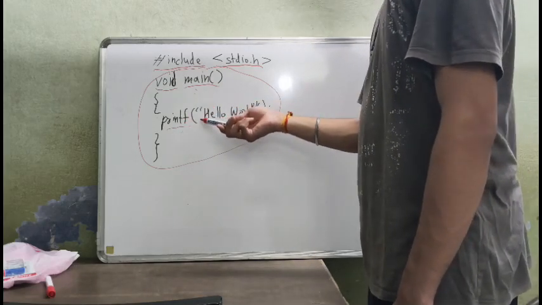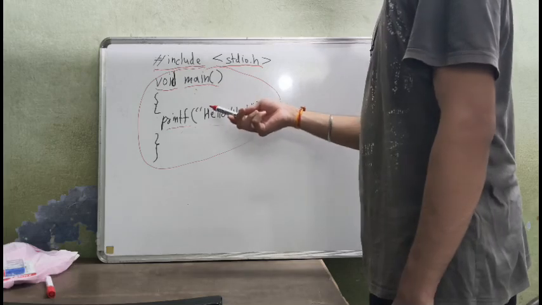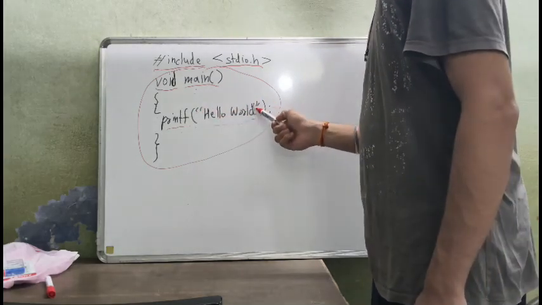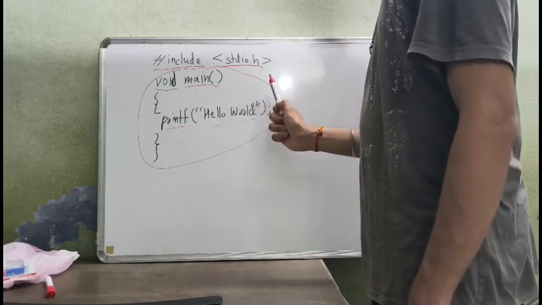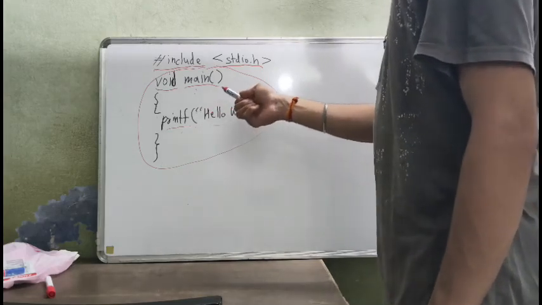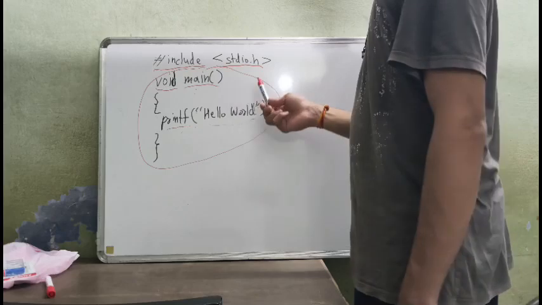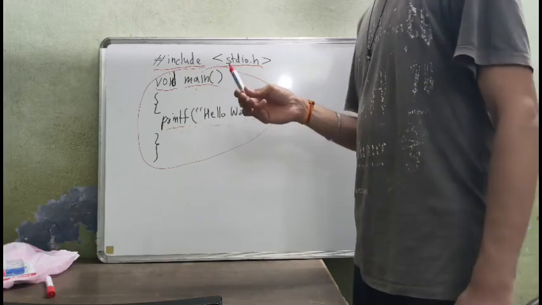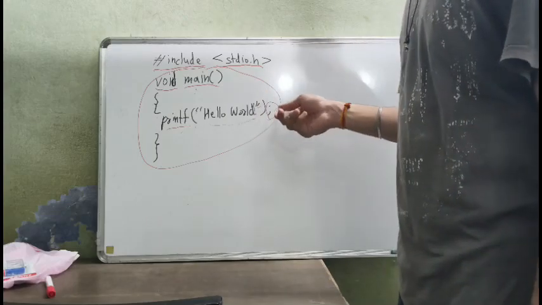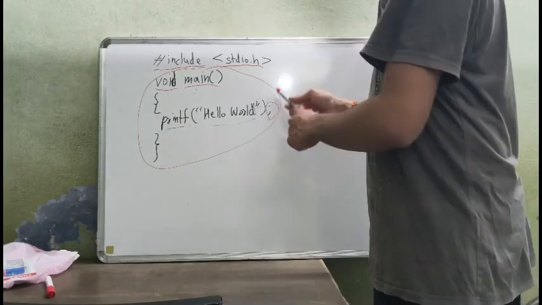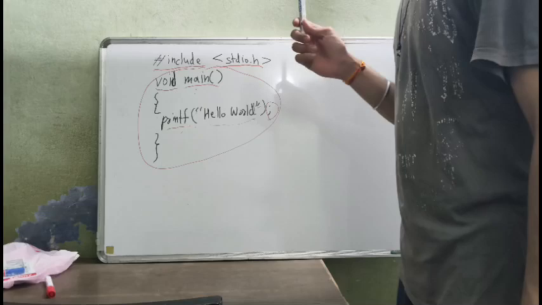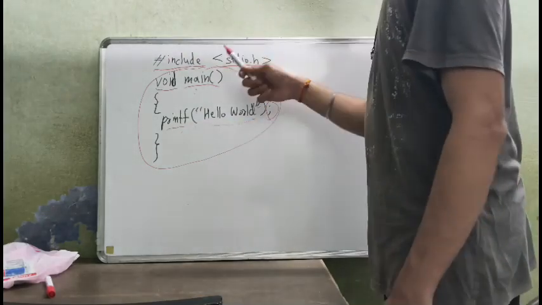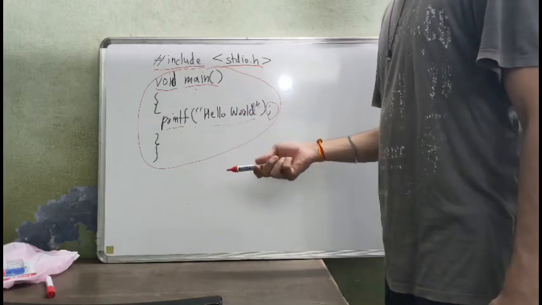Also in printf we use these brackets, and the double inverted commas are used to represent a string, a multi-word, multi-character string, and this semicolon is used to denote the end of our specific line of code. Without this, the compiler will show an error. So this is our basic hello world program.